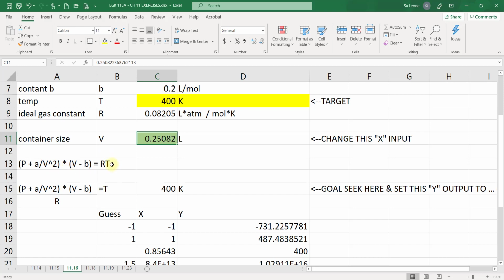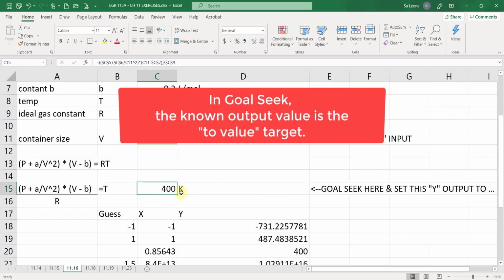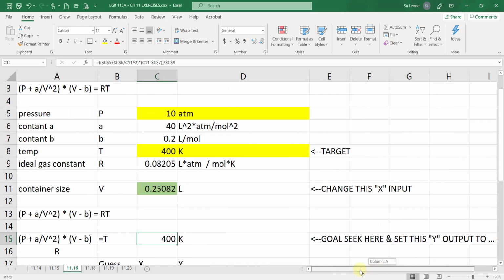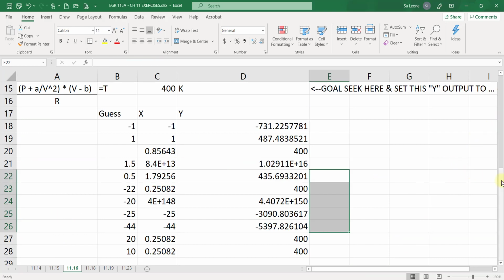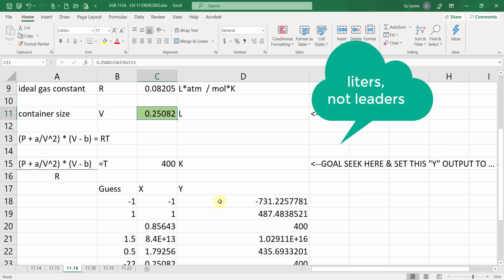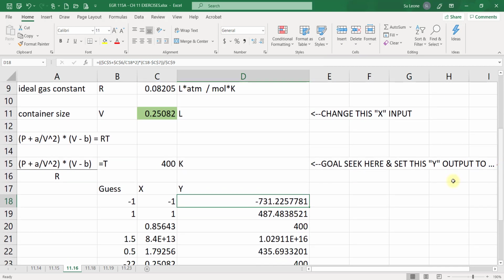Could we have solved for R? Yeah, probably. But it's the ideal gas constant. It's not something that can change. So let's solve for T. So then that becomes our target. Our target is 400. If we guess that our liters is -1, then what does our temperature have to be in Kelvin?